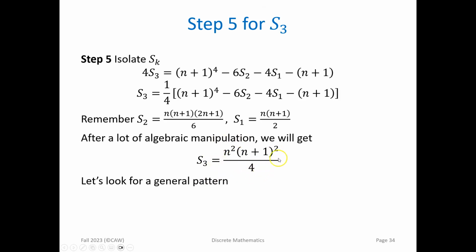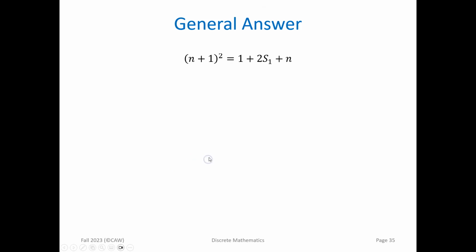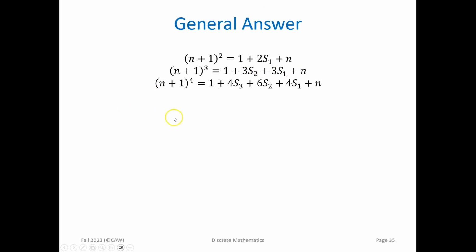So here's the explicit equation for the summation from i equals 1 to n of i cubed. Let's look for a general pattern. They all seem to have some similarity, didn't they? So (n+1)² is equal to 1 + 2·S₁ + n. (n+1)³ is equal to 1 + 3·S₂ + 3·S₁ + n. (n+1)⁴ is 1 + 4·S₃ + 6·S₂ + 4·S₁ + n.